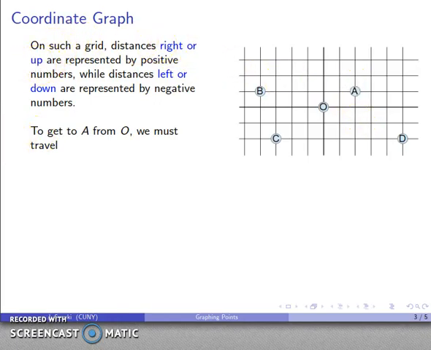Well, I have to travel one, two spaces over, one space up. I've gone right two, up one, and because that's right and up, they're both positive. So that's right two, up one, and my coordinates are going to be 2, 1.